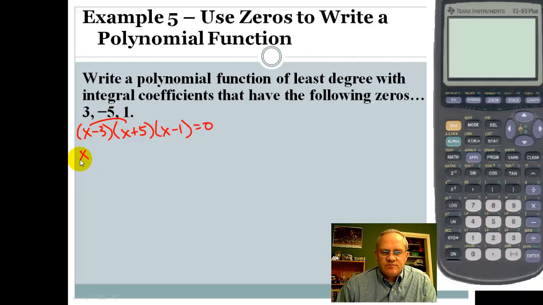So x times x, x squared, outside, 5x, inside, negative 3x, and last, negative 15.